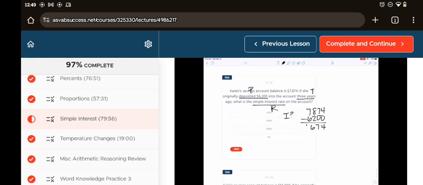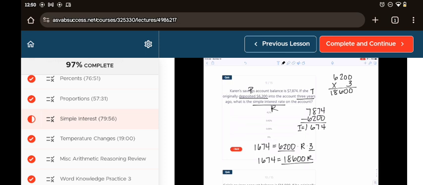Now I'm going to plug everything in. 1674 is equal to 6,200, which is the principal, an unknown rate that we don't know, and 3 years. So I'm going to multiply these two together. 6,200 times 3. 3 times 0, 0. 3 times 0, 0. 3 times 2, 6. 3 times 6, 18. So 18,600. I'm going to divide by 18,600 on both sides.